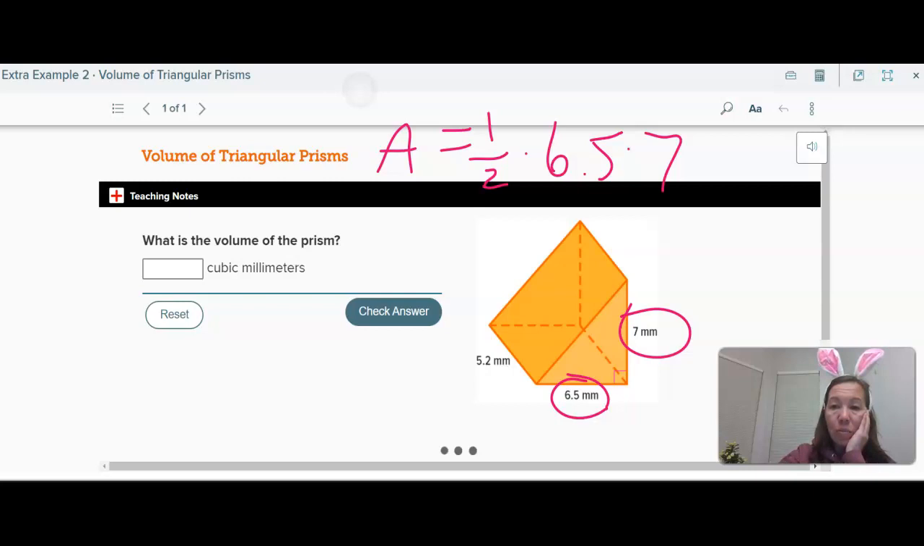And then we also multiply that by the height of the prism, which will be 5.2. So half the base times the height times 5.2. And I'll let you guys work that out on your calculator. But that unit then would be cubic millimeters for that one.